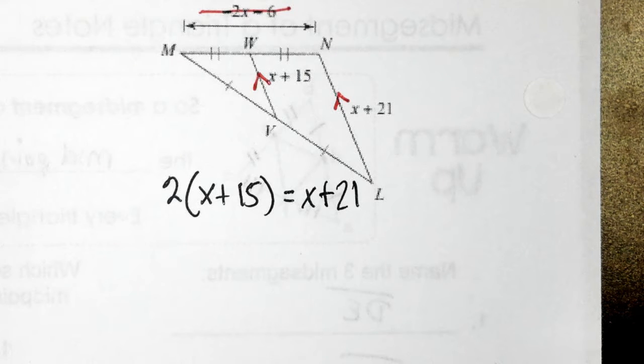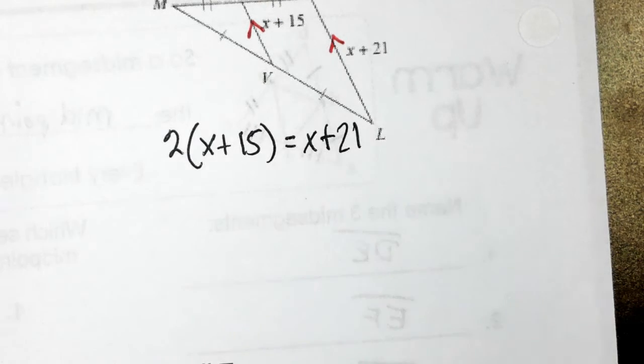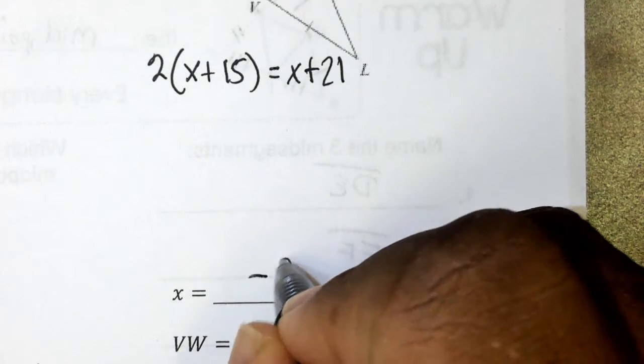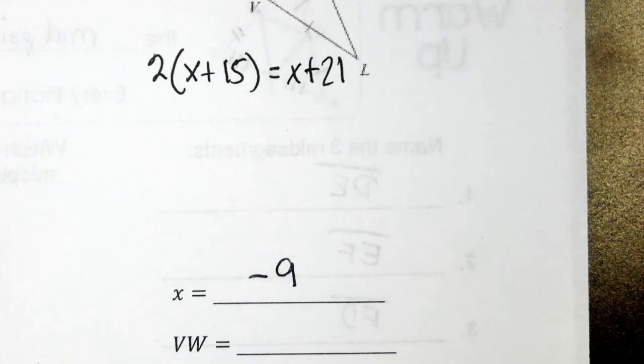There, what you got? Huh? What you got for x? -9. So x, you should have got -9. Alright. Then after that, it's fine. The kids freak out when they get a negative. Your x value can be negative.